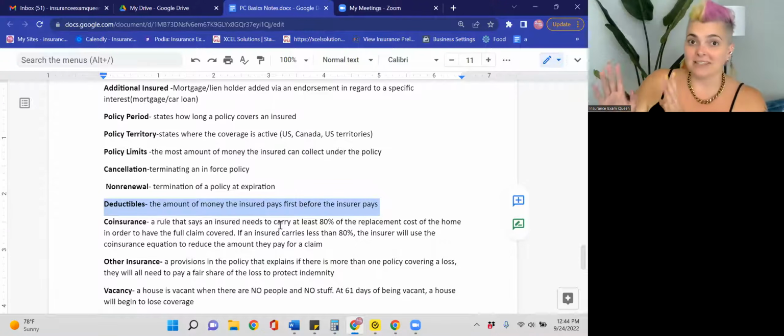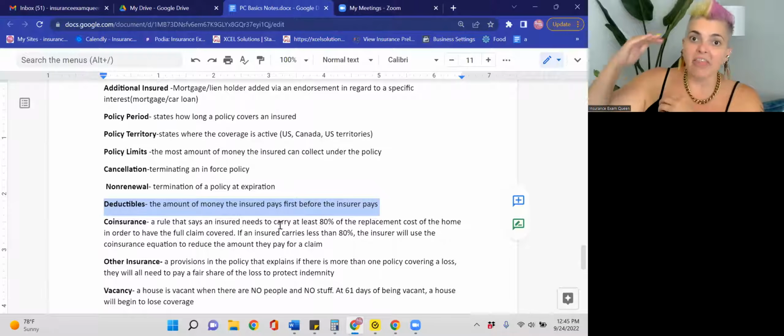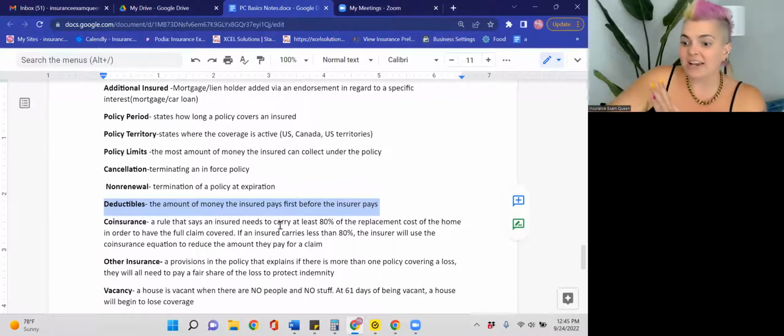If I have a $1,000 deductible and the damage is $1,000, I'm not going to file a claim. I'm going to pay for it myself. I have retained $1,000 of the first of any crash, accident, or damage to the car.